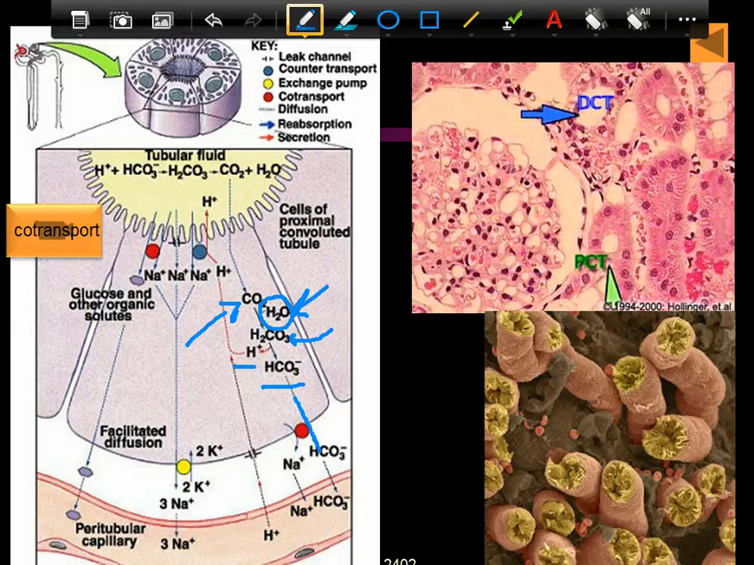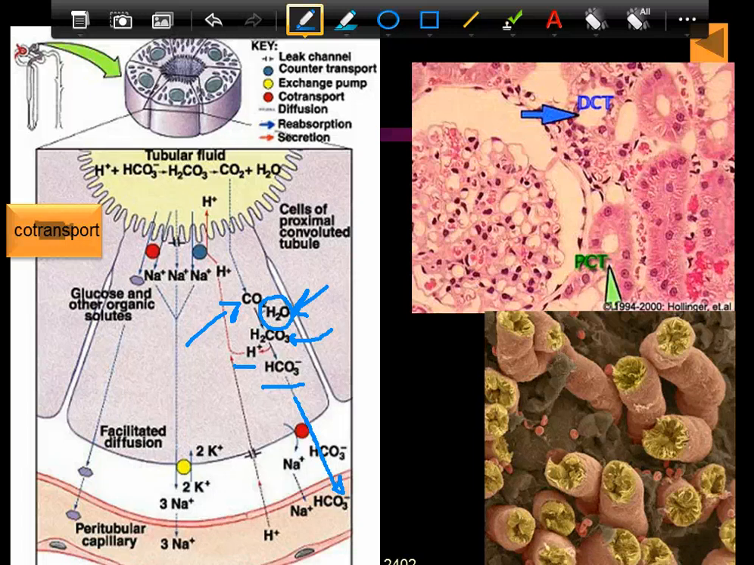Bicarbonate moves into the blood, and where's my chlorine? Well, actually, we're only talking about moving stuff into the blood, but you'd have a chloride shift. You'll see that later. The chloride is coming from the blood into the cell. Okay, well, anyway. All right, what else is important here?